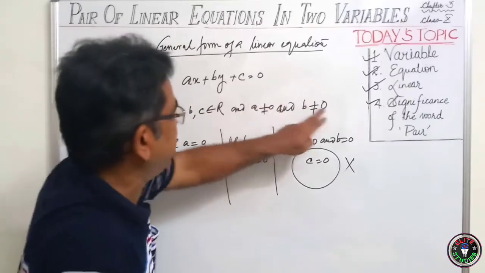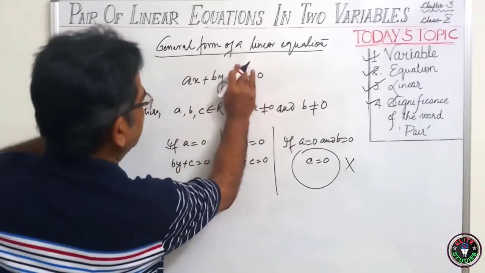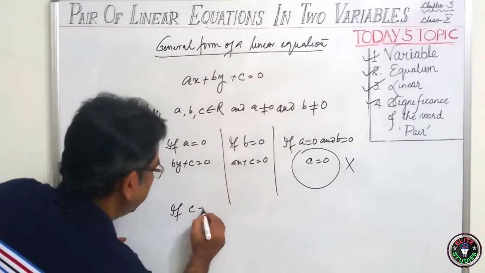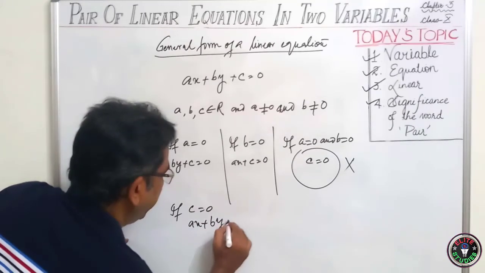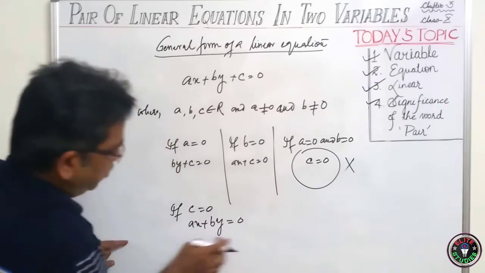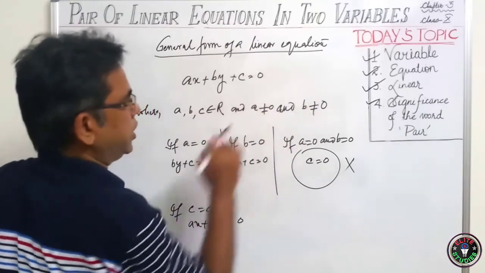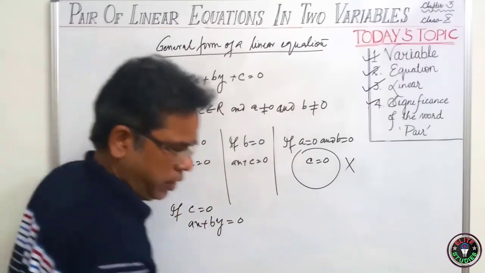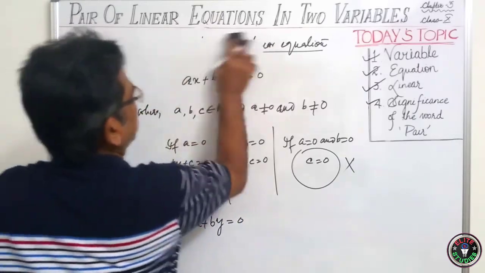Either of them may be 0, but both cannot be 0. Now why is it not that c must not be 0? Because if c is 0, again you are having a linear equation. If c is equal to 0, then we have ax plus by is equal to 0. Still you are having an equation. So I hope you have understood this. a is not equal to 0 and b is not equal to 0. So this is all about this chapter.